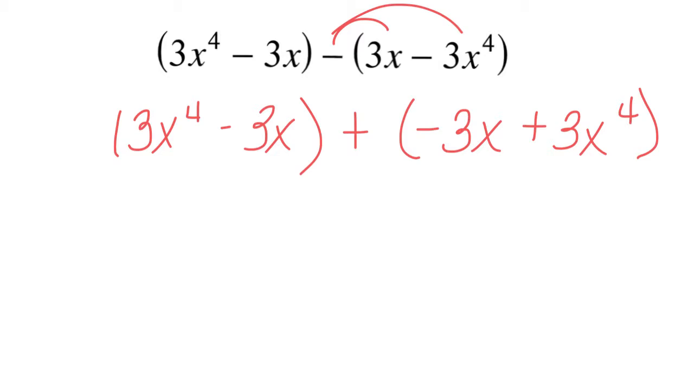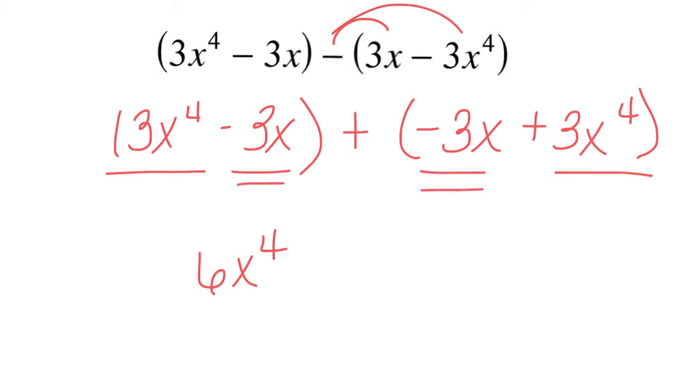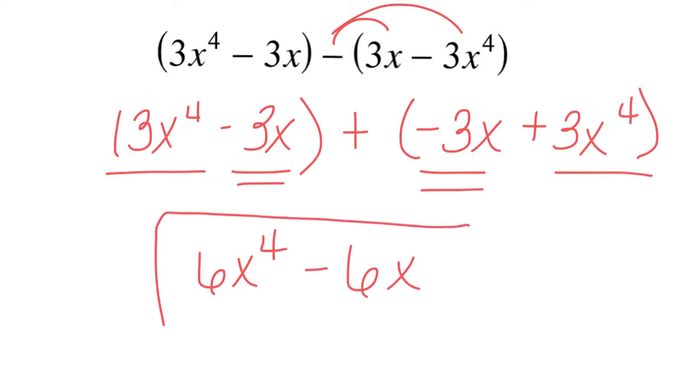So I have just distributed the negative sign, or the subtraction sign, just to give me that plus in the middle. I'm going to start with my x to the fourth because that's the biggest. 3 plus 3 gives me 6x to the fourth. And then I have my negative 3x's. Now these don't cancel. I have negative 3 on the left and I also have negative 3 on the right. So those do not cancel. I'm going to add that together because they're the same sign. So my final answer is 6x to the fourth minus 6x.